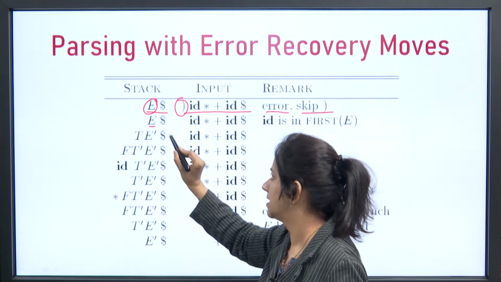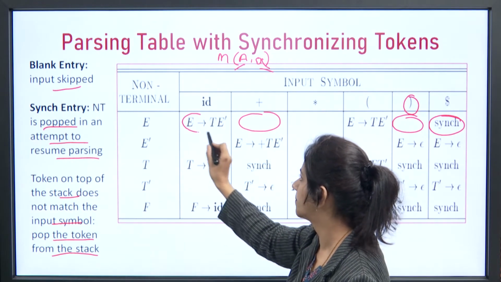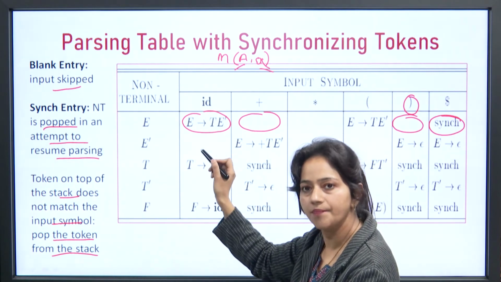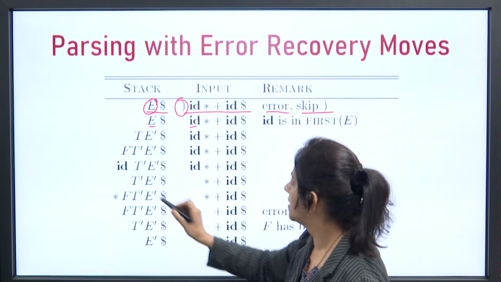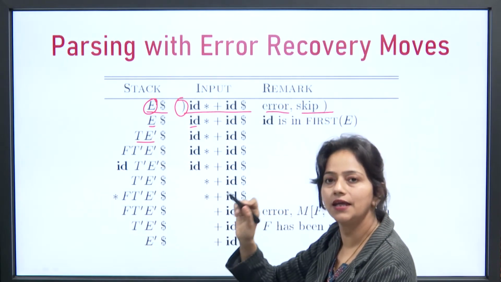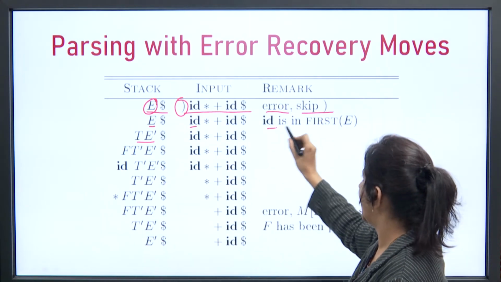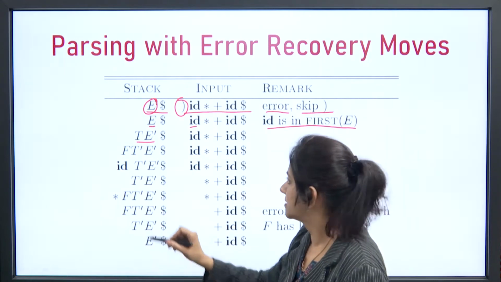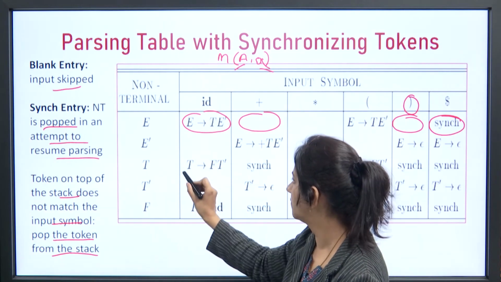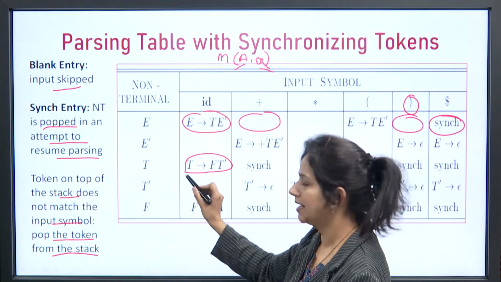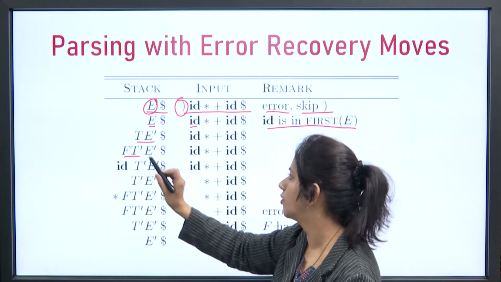Again here we have capital E. Now, the next input symbol is ID. So, we will see here E and ID. Here we have the production E to TE prime. Simply, we will pop E and push TE prime onto the stack, as we do in parsing. ID is in first of E. Next is T and ID. With respect to T and ID, we have this production. So, we will pop T and push FT prime onto the stack.